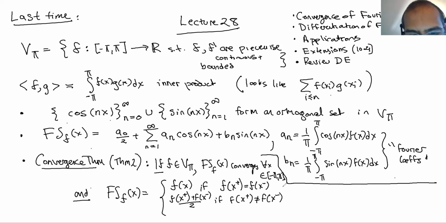And both of these only apply for x in the interior of the interval. And at the endpoints, you have to do something similar to these left and right limits. You have to take the upper limit of minus pi and the lower limit of pi. I'll explain in a moment why this is natural.